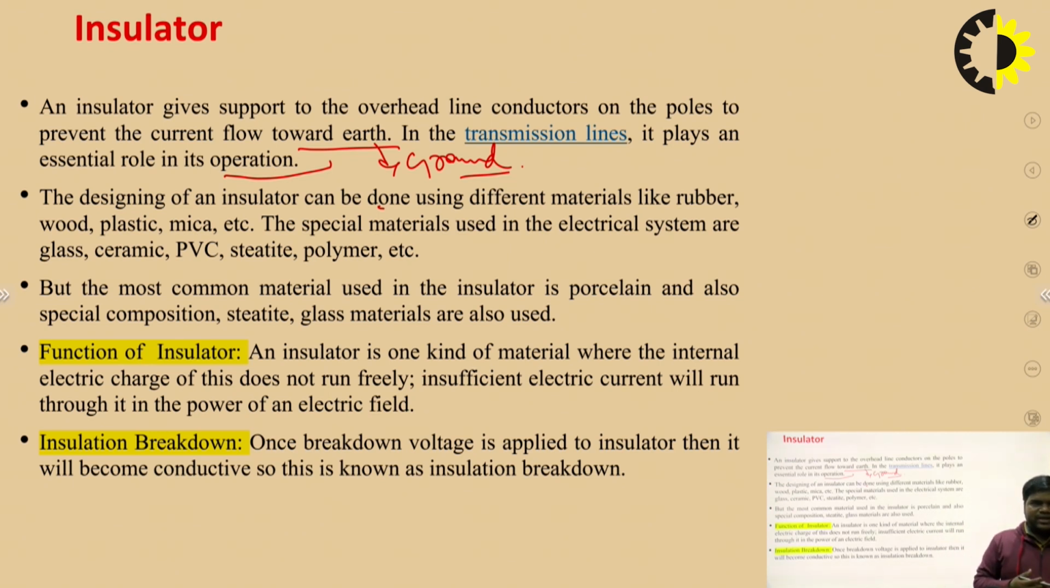The designing of an insulator can be done using different materials like rubber, wood, plastic, mica, etc. There are different types of materials that exist in our surroundings, in our nature, which are used for different types of designing of insulators: rubber, wood, mica, etc. The special materials used in the electrical system are ceramics, glass, PVC, steatite, and polymer, etc.